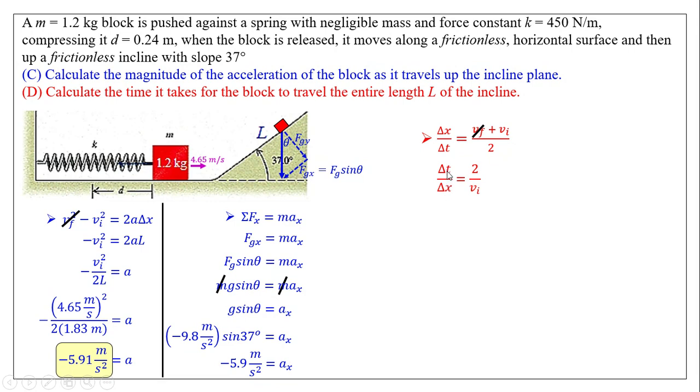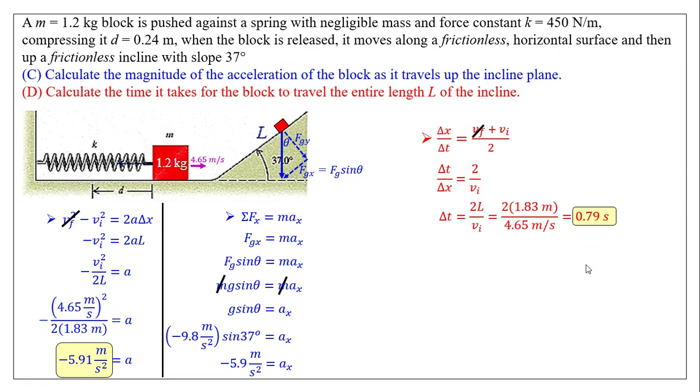So delta t now goes on top. Delta x goes on the bottom. The 2 now goes on top. Vi now goes on the bottom. And then to get delta t by itself, I'm just going to multiply both sides by delta x. But delta x here is just L. Keep that in mind. So here, delta t is simply 2 times delta x, but delta x I replace with L. Vi stays on the bottom. L here being 1.83, Vi here being 4.65, and if you simplify that in your calculator, you should get about 0.79 seconds. Okay, that is the answer to part D.